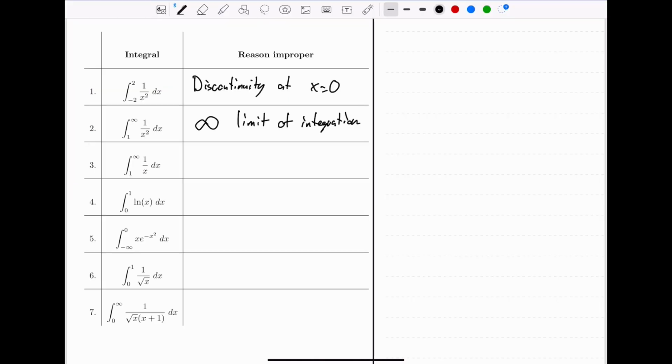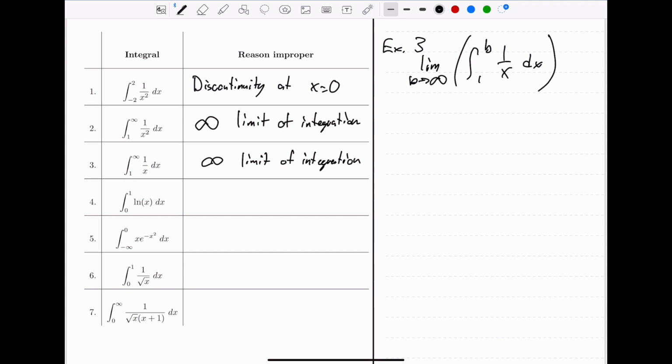Let's take a look at example 3. This seems fairly similar to example 2, and we have the same reason that it's improper. We have an infinite limit of integration. All right, let's work through it right here. Example 3. First thing to do is to replace the problematic limit with a variable name. I'll just use b again. And then we take the limit as b approaches infinity.